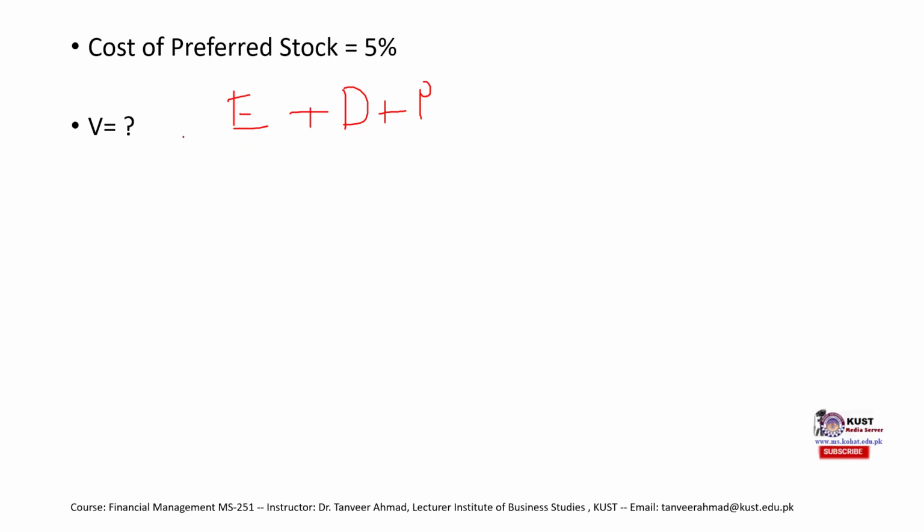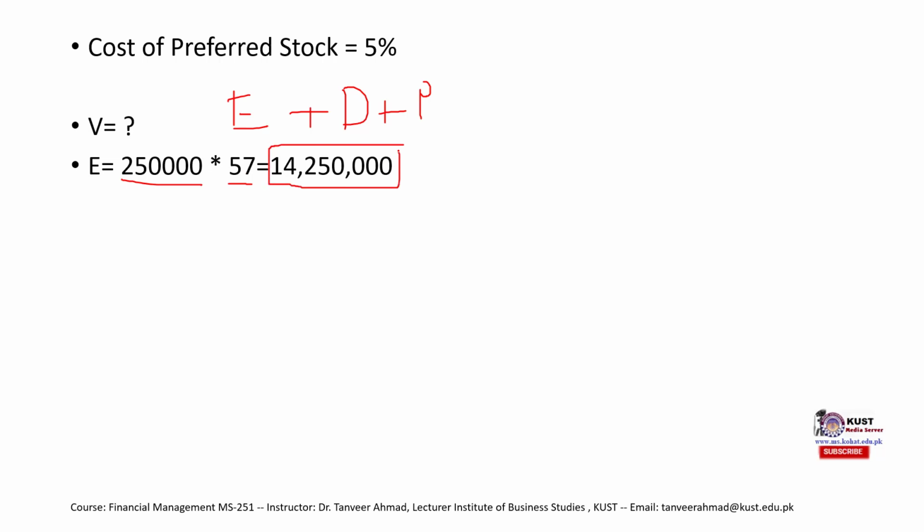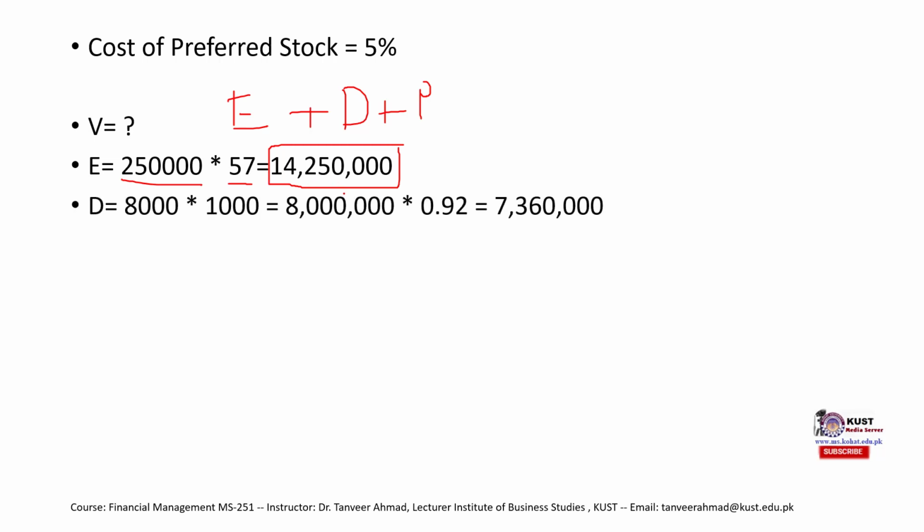but we know that there are 2,50,000 shares, and each share is worth 57 rupees. So if we multiply them, then we get the total amount of equity. The total amount of equity is around 14 million. Similarly, we are going to find the amount of debt. So we have issued 8,000 bonds. Each bond has a par value of 1,000. So it is 8 million.